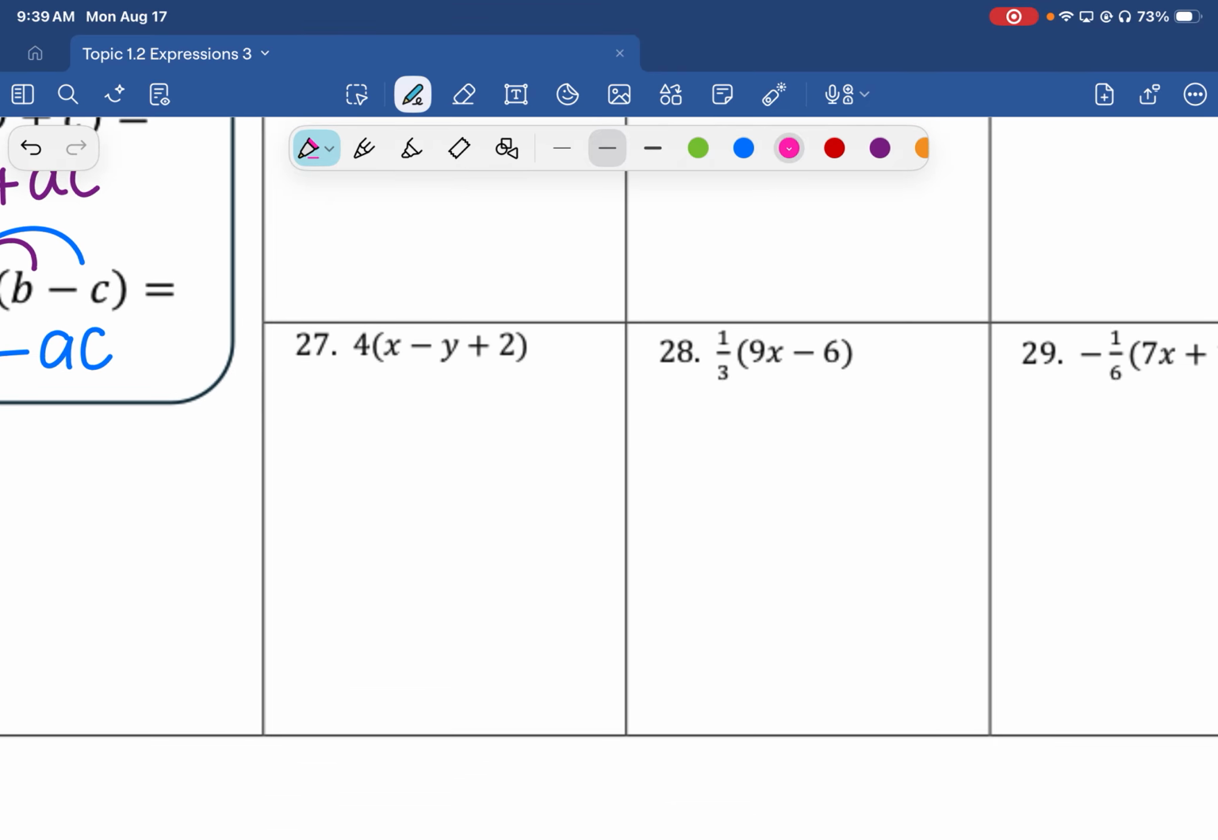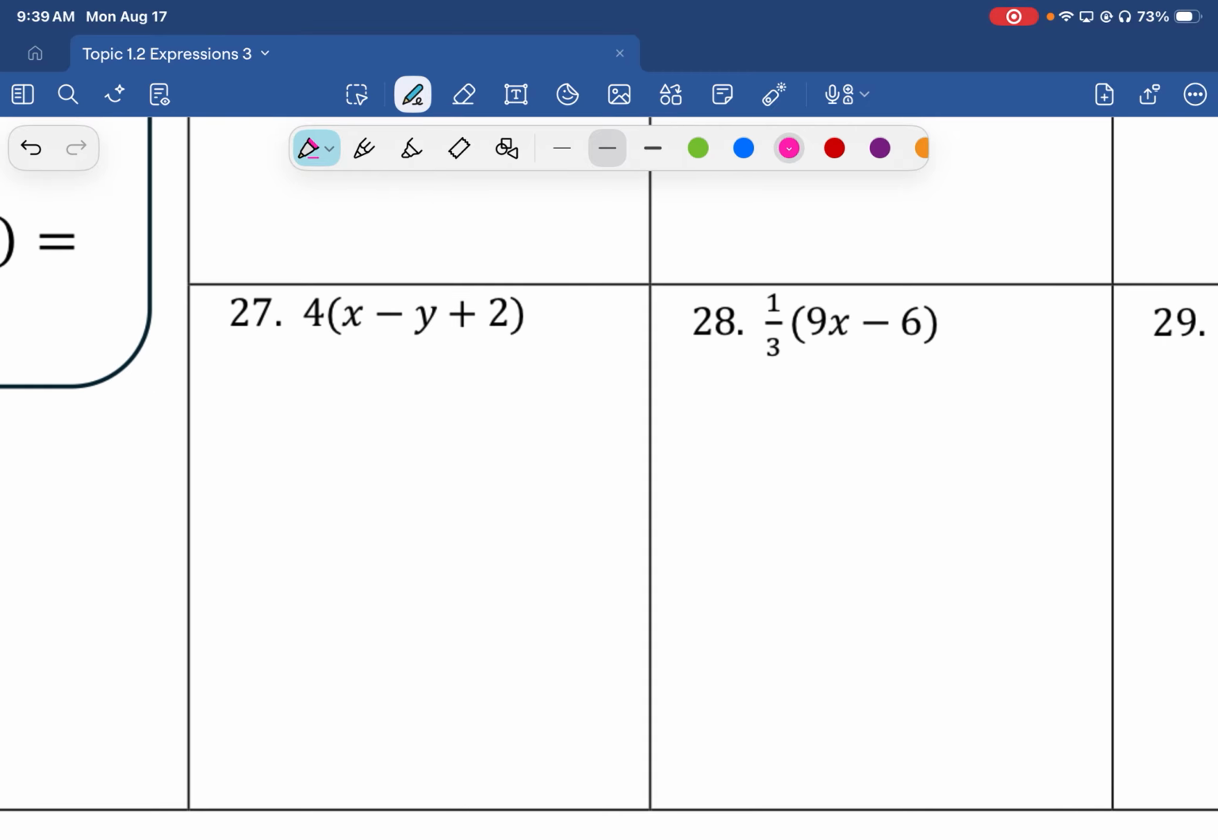All right. For question 27, how many different things do I need to distribute to? 3. So we're going to do 4 times what first? X. 4 times x's. 4x. And then we're going to do 4 times negative y, which is? And then we have 4 times 2, which is? Okay, so that right there is what we get for 27. And then we're going to do question 29.